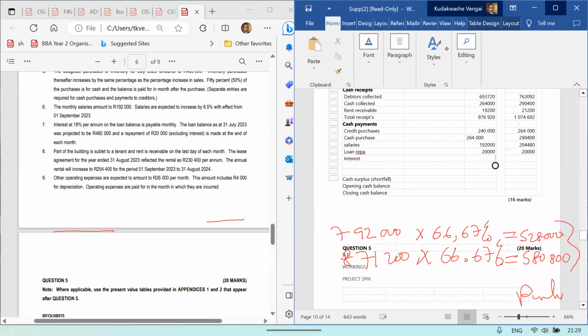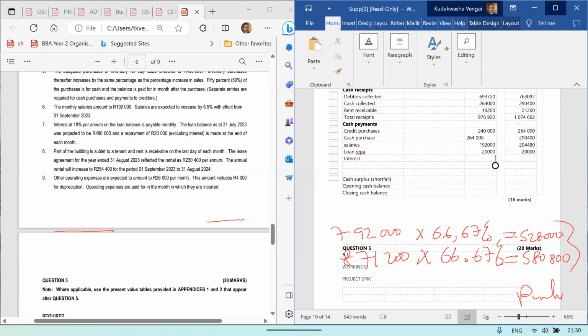Okay, so what is our interest there? The lease agreement expires and the lease agreement for the year ended. Oh, sorry. Where am I? I think I'm lost somewhere. All right. The loan balance as at 31 July was projected to be 480, and the repayment, excluding interest, of 20,000 is made at the end of each month.